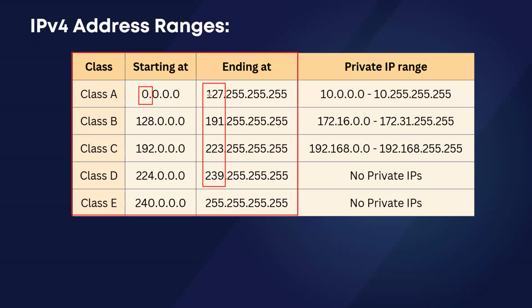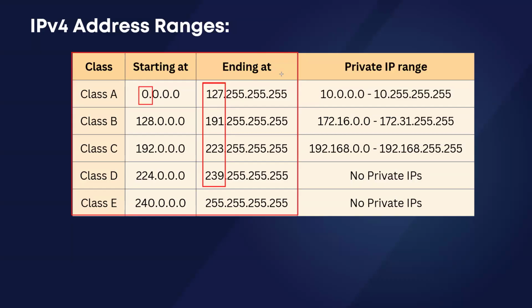You just have to remember these four numbers to remember the entire range. Moving on, after that, now in this entire range of classes, every class has two subcategories again. There's something called public IPs and there's something called private IPs.